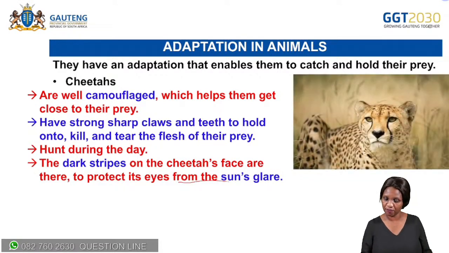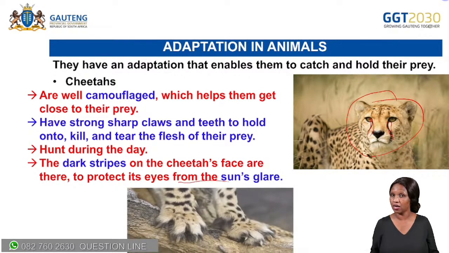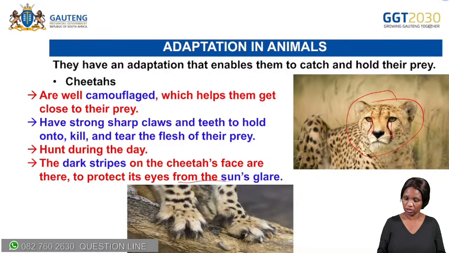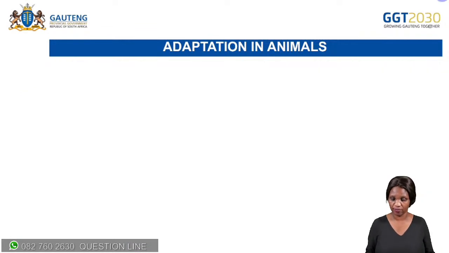Let's look at the picture of a cheetah here. Let's look at the dark spots. These are the dark stripes. All right. They protect the eyes of the cheetah from the what? From the sun's glare. Let's look at the paws. They are very sharp. All right? They can tear the flesh of an animal, and they're very strong.